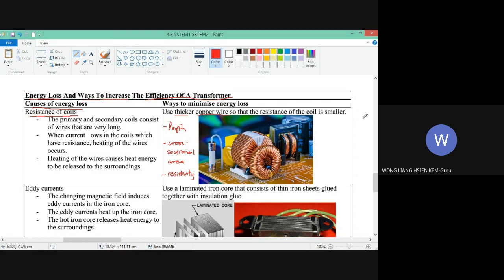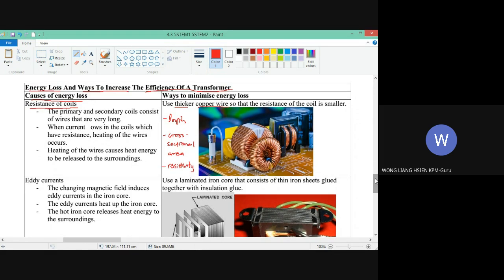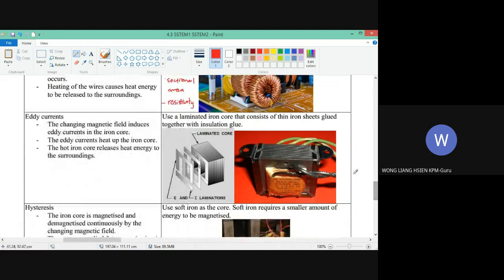Okay, so that is the first one, resistance of coil. Next is eddy current. What is eddy current? It says here the changing magnetic field induces eddy current in the iron core. The eddy current heats up the iron core. The hot iron core releases heat energy to the surroundings.